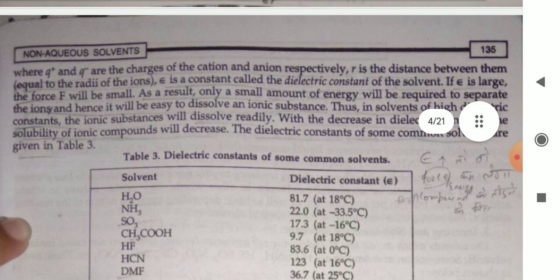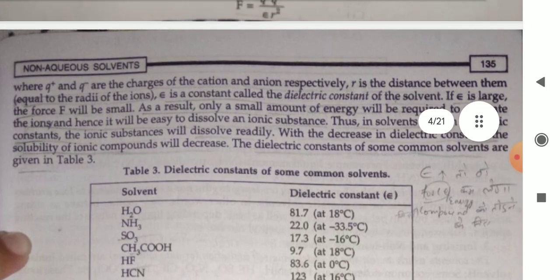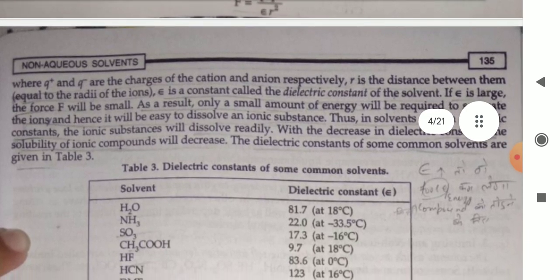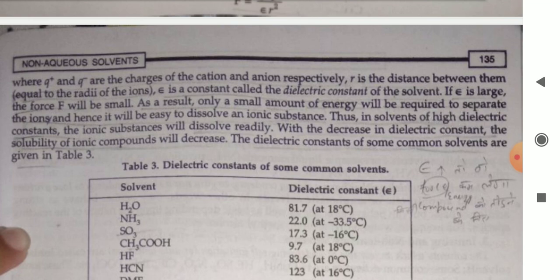where Q positive and Q negative are the charges of the cation and anion respectively. R is the distance between them, equal to the radii of the ions. Sigma is a constant which is called the dielectric constant of the solvent. If the dielectric constant is large, the force F will be small. As a result, only a small amount of energy will be required to separate the anion and cation, and hence it will be easy to dissolve an ionic substance.